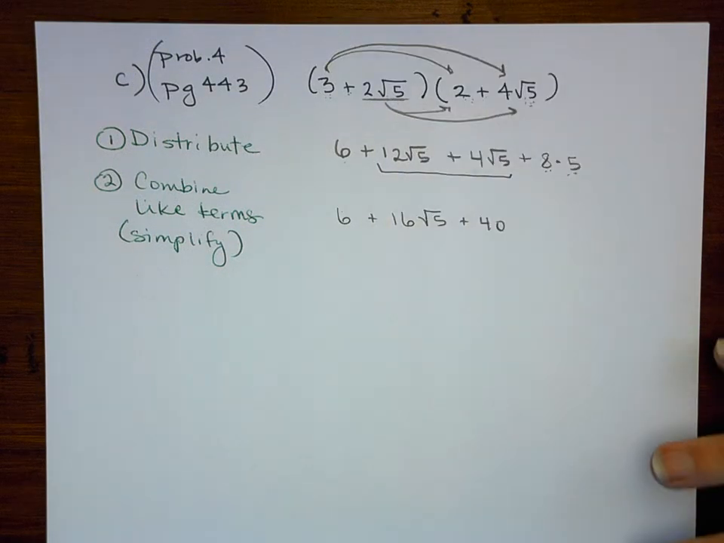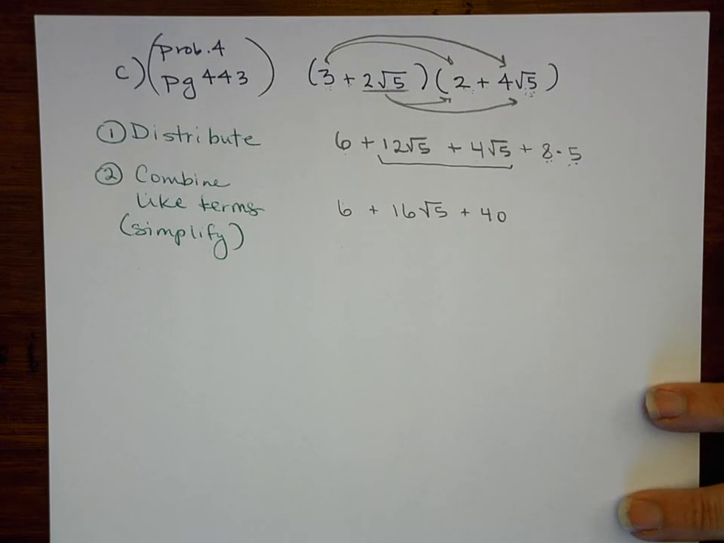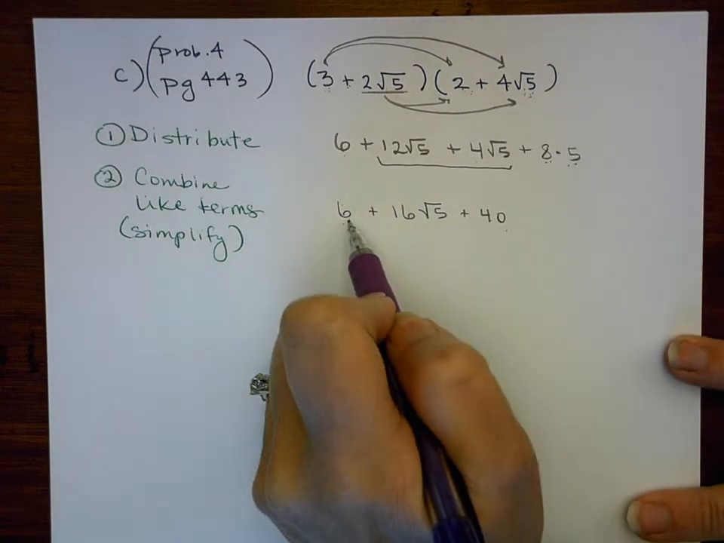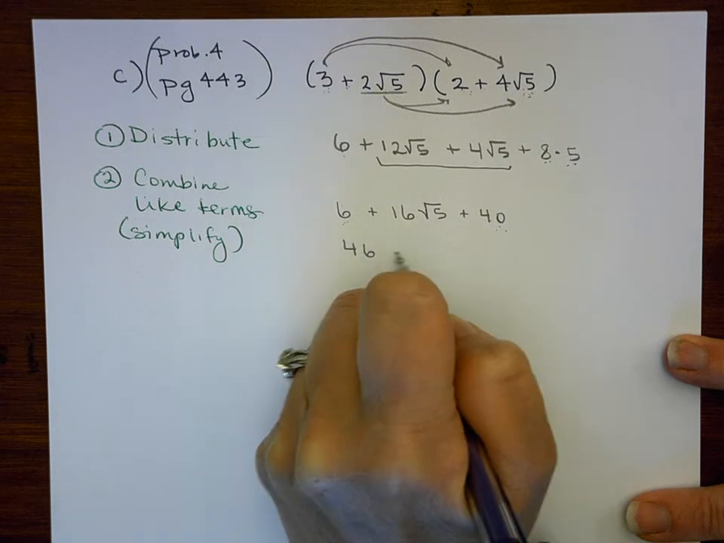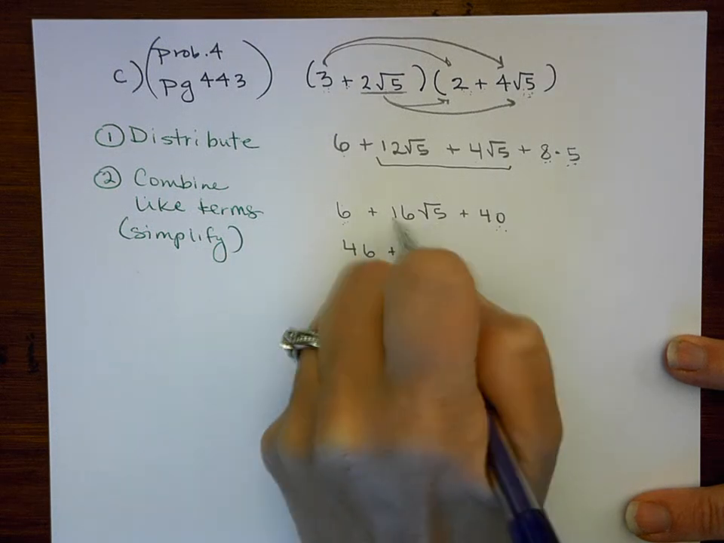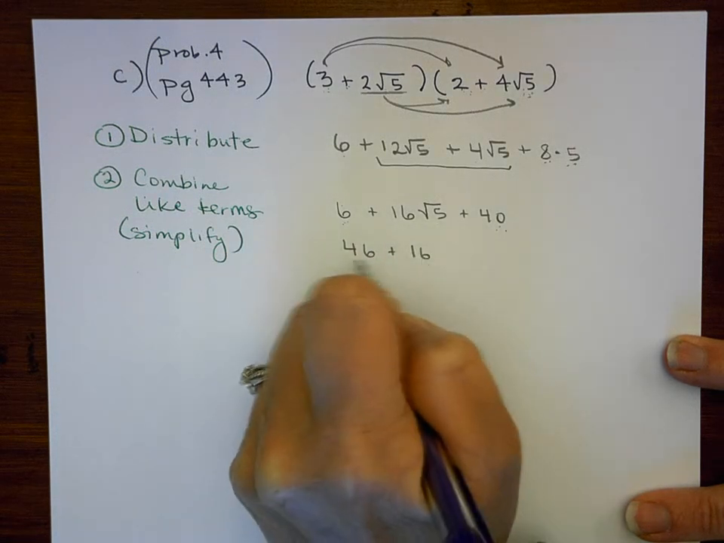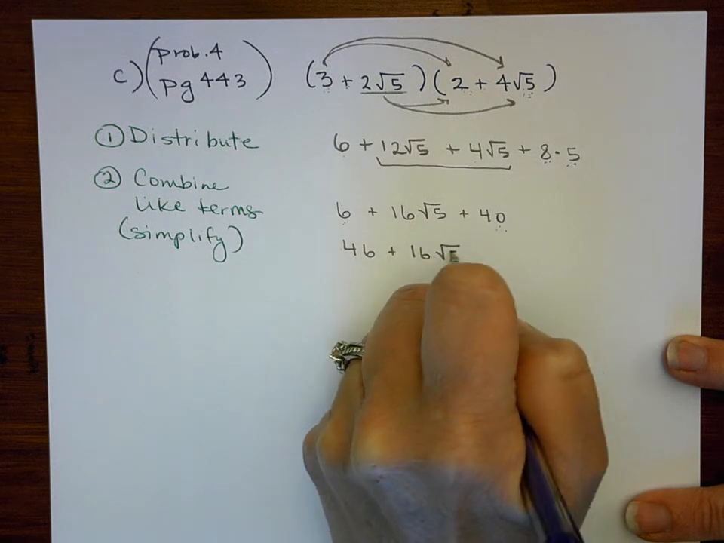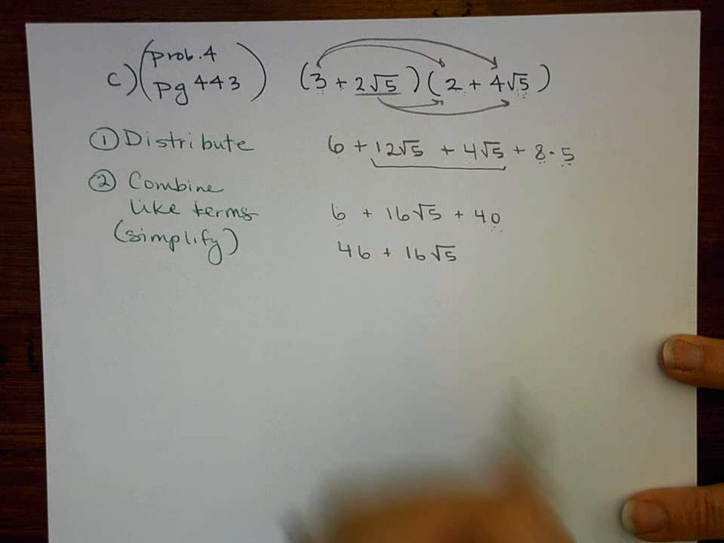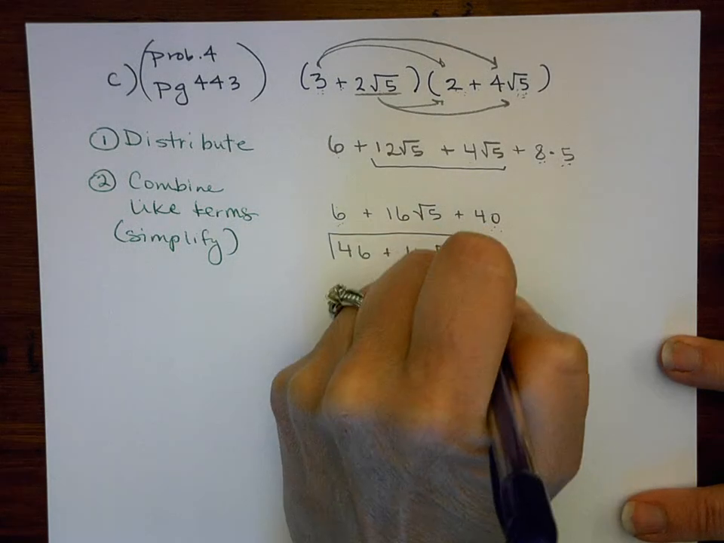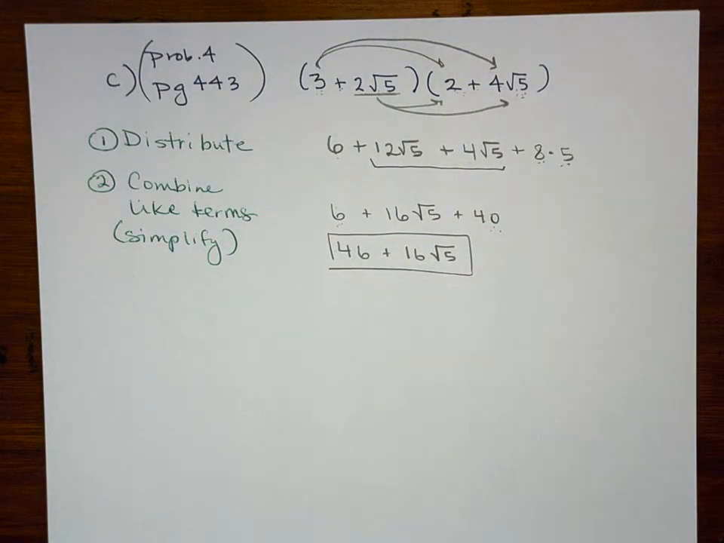And then if I look at this, I can add my constants together, so 6 and 40, so these two integers can be added. So 6 plus 40. But this is something I can't combine, right? Because this is an integer, while this is an irrational number. And so then I would just have 46 plus 16 root 5. And then that's my answer. Okay, and that's it for objective 3.